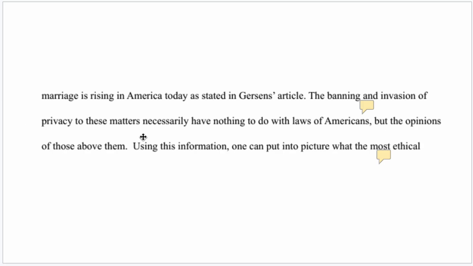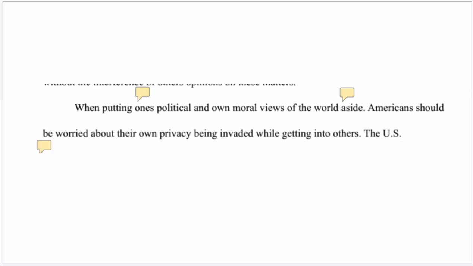All right, let's take a look at another one. "The banning and invasion of privacy to these matters necessarily have nothing to do with laws of Americans, comma, but," that is a fanboy, "the opinions of those above them." So is this an S FBS? If it was, it would have two sentences, one before and one after the fanboy. And "the opinions of those above them" is not a sentence by itself. So if this was your paper, you would need to delete this comma and recognize that this is just one simple sentence by itself that happens to have a list of two things that this "but" is connecting.